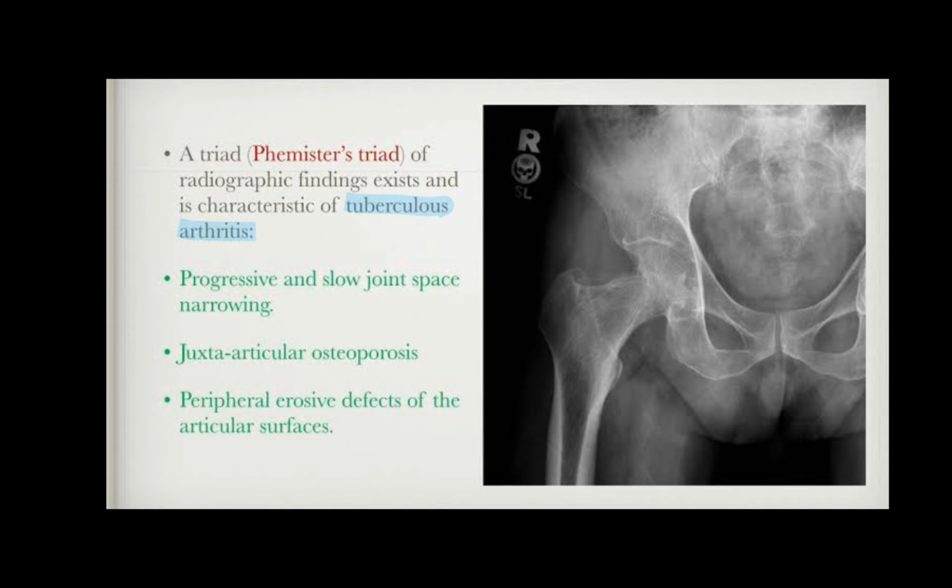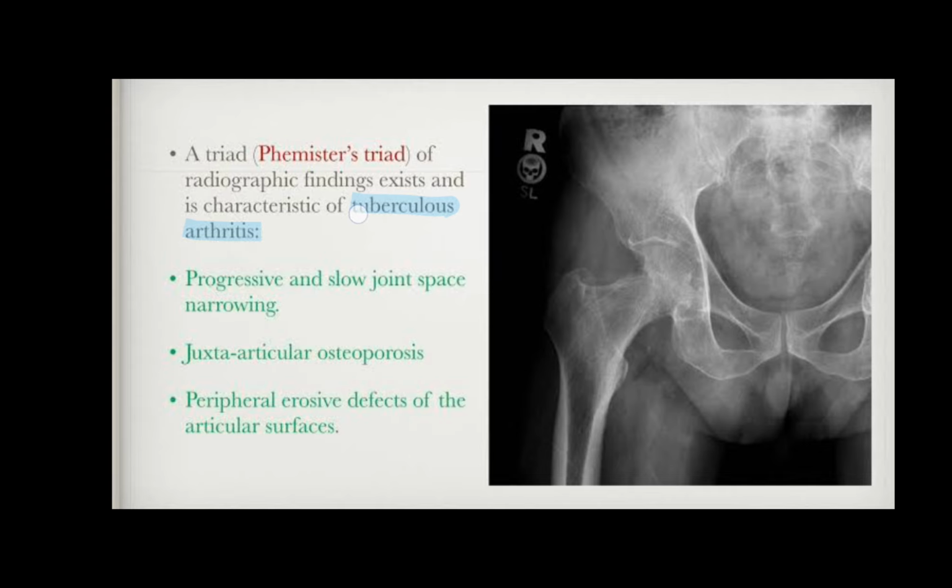Then is Phemister triad. Phemister triad is linked with tuberculous arthritis. It is progressive joint space narrowing, juxta-articular osteoporosis, and peripheral erosive defects of the articular surfaces. So what will occur? In the region of the joint, the joint space will be narrowed and osteoporosis will occur. The bone will become weak and peripheral erosive defects will occur. Okay. That is Phemister triad. Phemister triad occurs in TB.